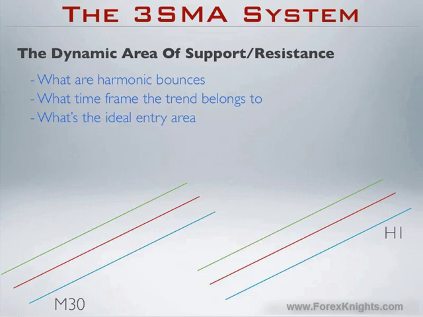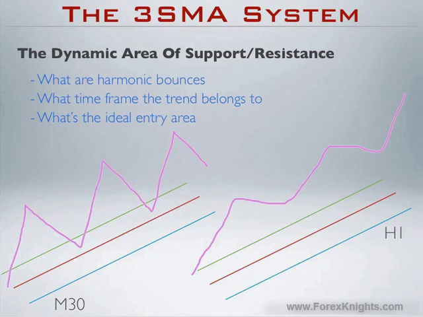And the way we are going to do that is by analyzing those harmonic bounces. Remember, we want the swings to start, okay, and to retrace to this area between the 30 and the 50 simple moving average. So imagine we have price on the 30 minutes swinging something like that, and on the 1 hour time frame swinging something like that. Which time frame do you reckon this trend belongs to?